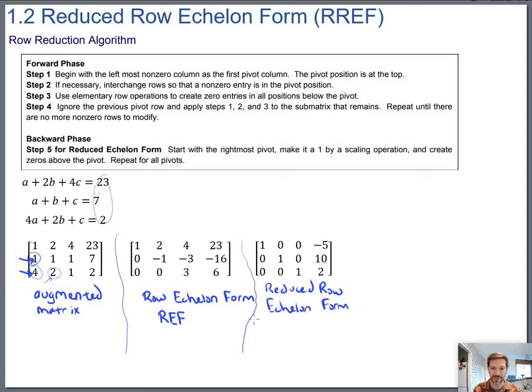And the abbreviation for that, surprisingly enough, is RREF. And notice the reduced row echelon form makes it really easy to go back and solve the original system of equations, because this bottom row here now says 0a plus 0b plus 1c equals 2. So really this bottom equation translates into c equals 2. And this equation translates into b equals 10, and this one translates into a equals negative 5. The solution is just sitting right there.